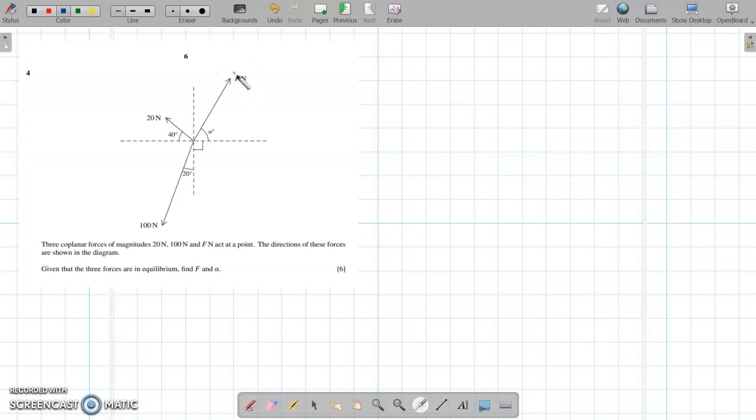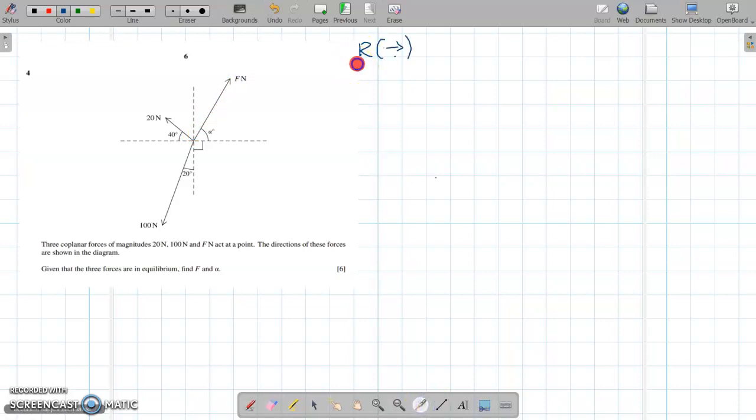But be very careful here. Okay, look, there's a 90 degree angle there because it says so. Now this looks like 90, but how do you know it's 90? Okay, you can't assume it's 90, can you? So be aware of that. Okay, let's assume that the 20 newtons force is not 90 to the F.